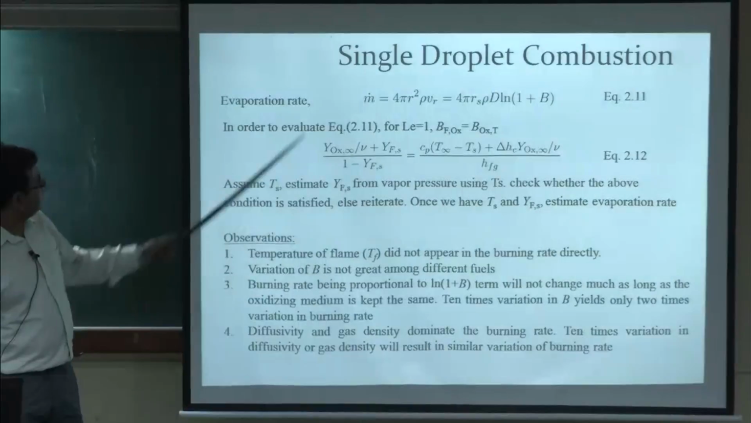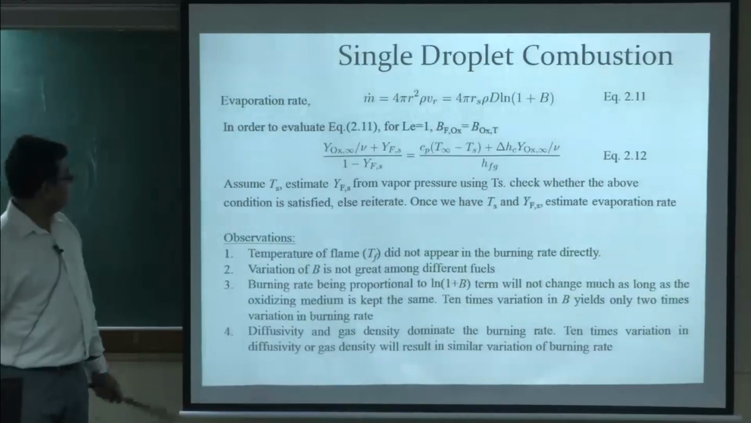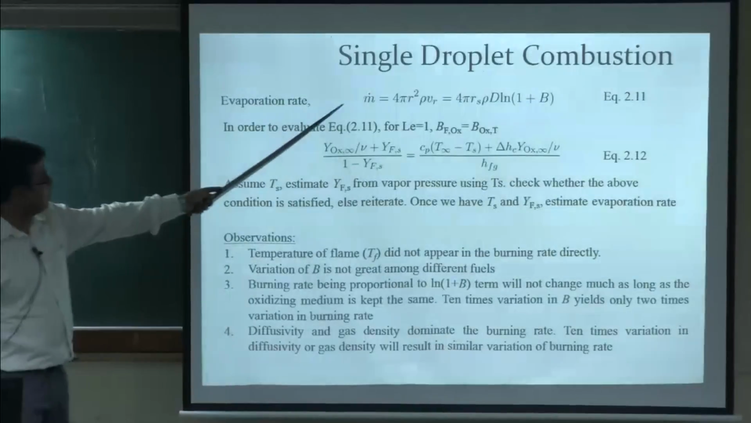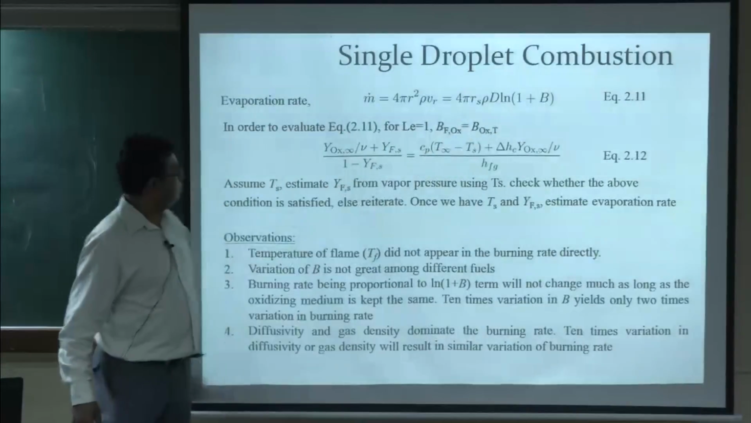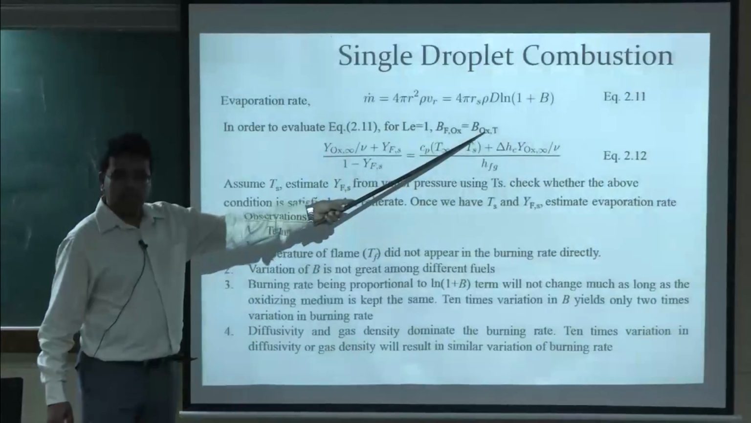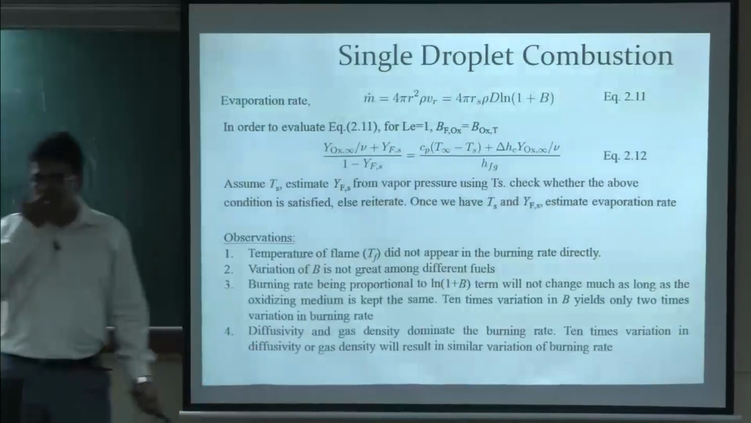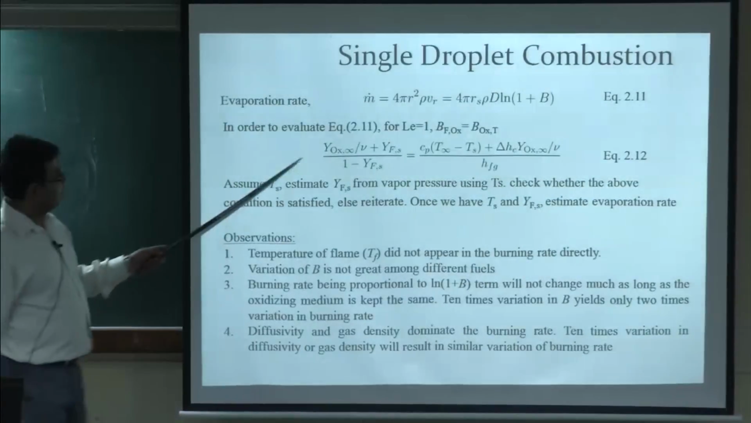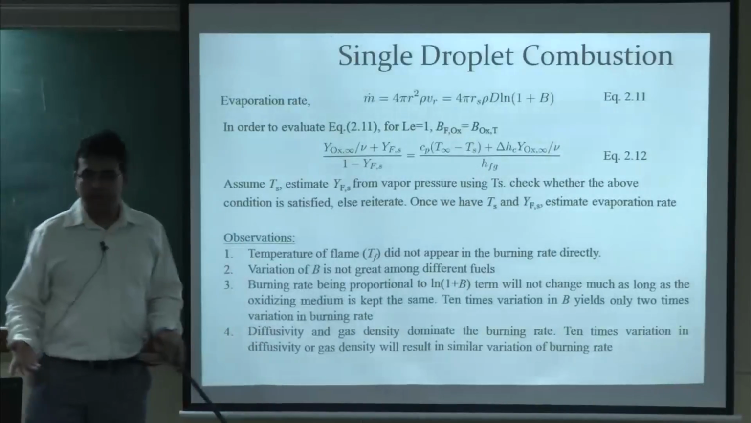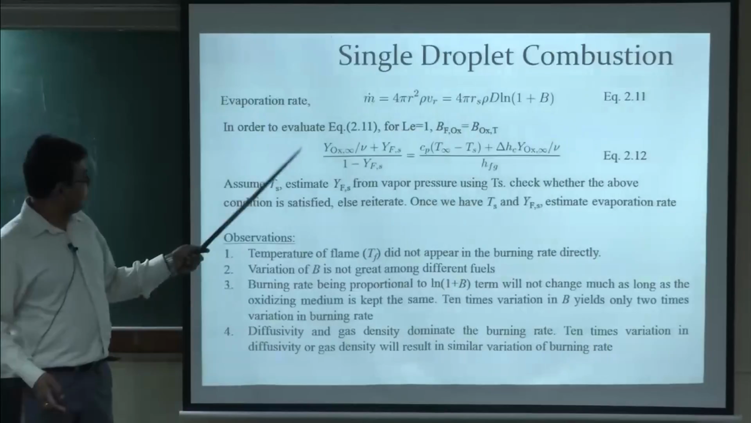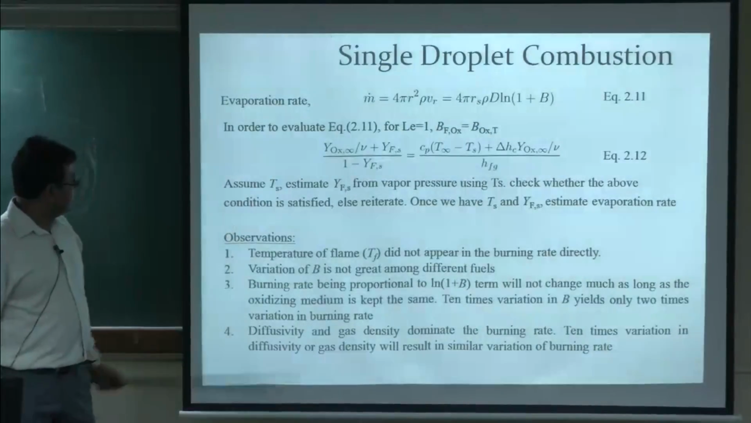So, this is the rate of evaporation, and we can calculate what the rate of evaporation will be if we know the Spalding number, right. For Lewis number unity, these should be equal, right. So, both the species and the energy have the same diffusivity, so the thermal diffusivity is equal to the mass diffusivity, and then you can have this relationship.